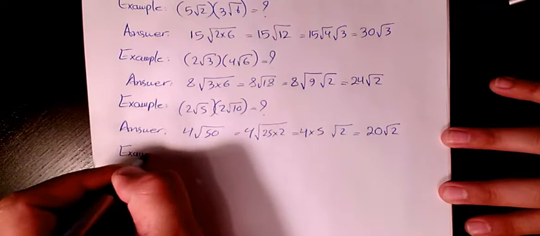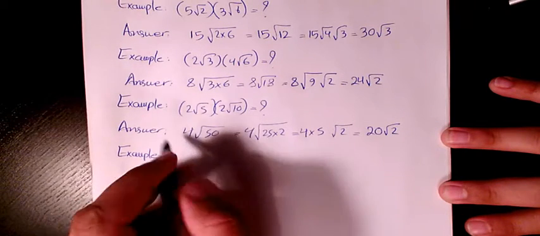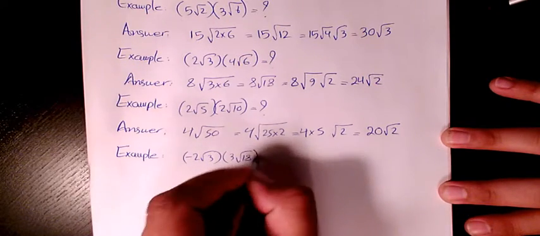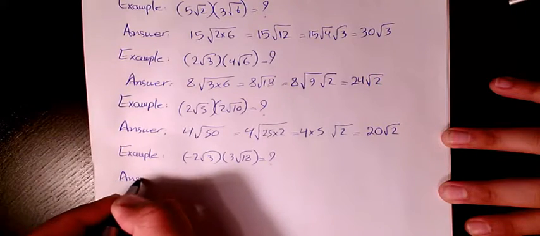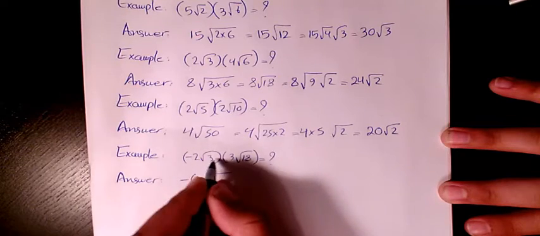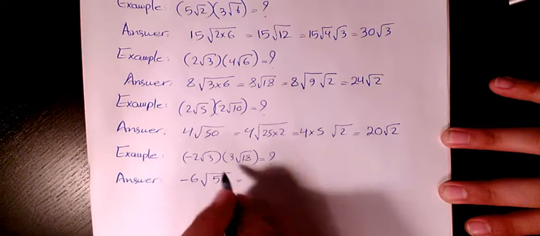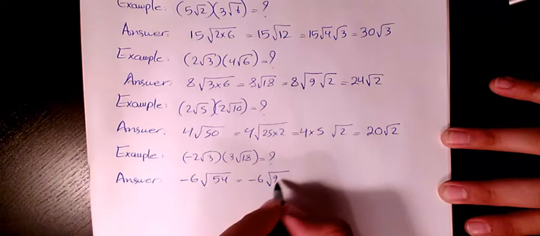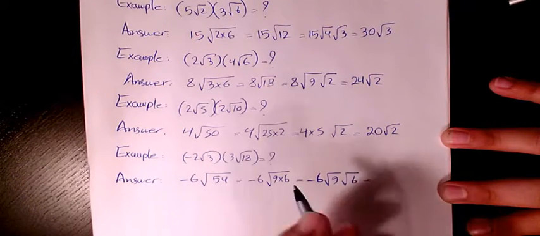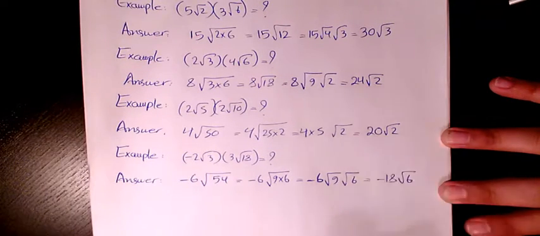Next example, we have negative 2 root 3 times 3 root 18. Answer, negative 2 times 3 is negative 6. 3 times 18 is 54. I'm looking for a factor to be a perfect square for 54, which is 9. So we have 9 times 6. Negative 6 times 3, it is negative 18 root 6.